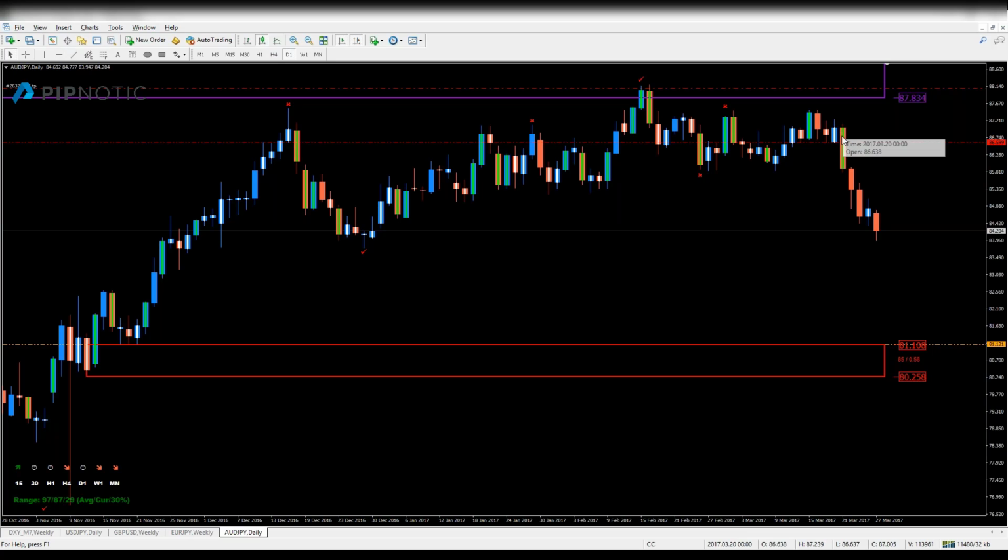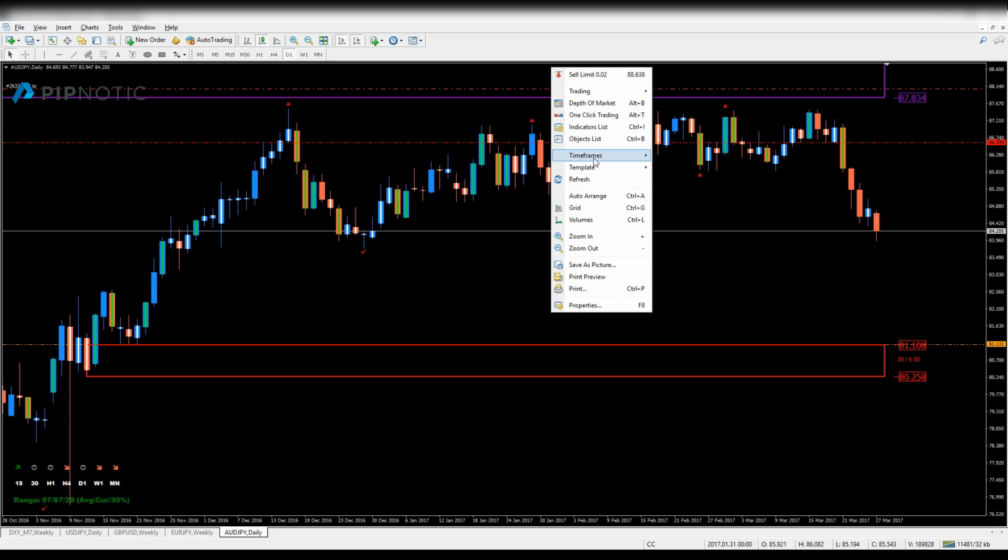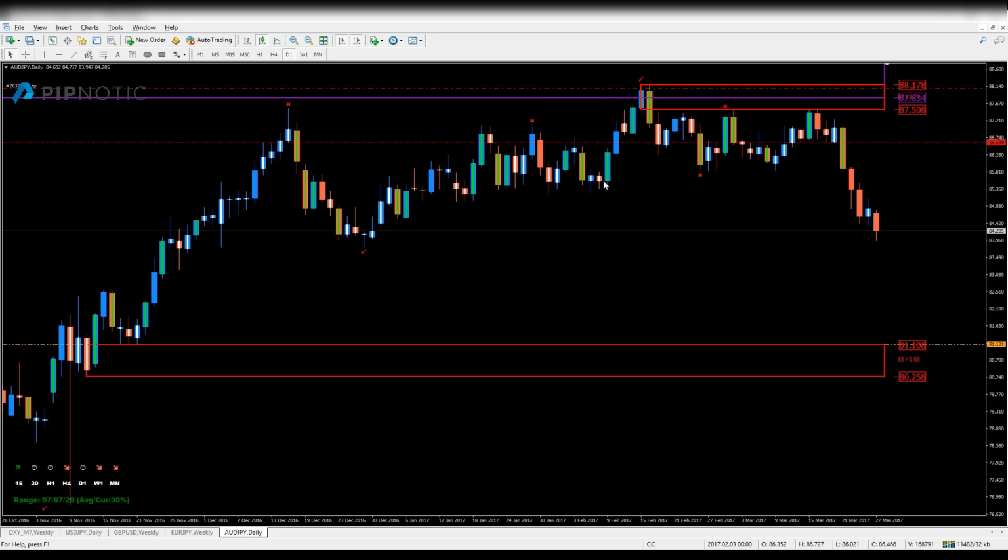So we have the parent, sorry, the child and the parent here. But if you look a little bit higher, we have this one here as well. So we have a couple of interesting areas. This one is interesting. It's been tested once, twice, but the current imbalance that is closest to price is this one here. And there's no demand until down here. So price will probably move through all of this stuff here pretty easily.